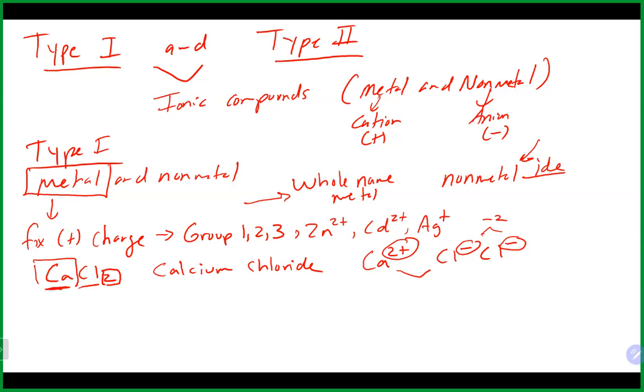So if we look at another one, for example, Al2O3. So we look at something like this. So we see Al, which is aluminum, which is a metal. We see O, which is oxygen, which is a nonmetal. And once again, we're going to focus in on the metal, which is aluminum. And if we look in the periodic table, aluminum is group 3, which means it has a fixed positive charge. So once again, that tells us it's a type 1 compound.